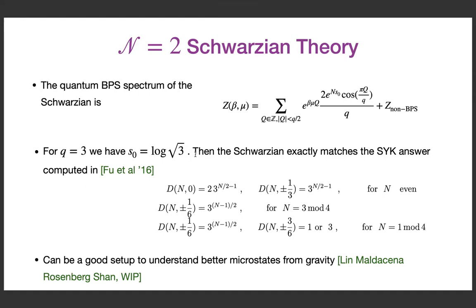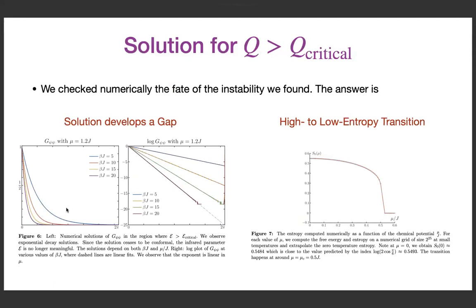Well, there is something interesting, but maybe I will skip it. It's interesting that you can look at the exact degeneracies of the BPS sector by exact diagonalization. That was done in the paper I mentioned in the beginning. And the Schwarzian answer happens to exactly match, except for this one, it matches all the other numbers. So there seems to be something exact about the Schwarzian description of these states. And maybe it hints that it can be a good setup to understand better the microstates of these BPS black holes from gravity. And there's some work in progress by Lin, Maldacena, Rozenberg, and Shan that's very interesting. But okay, all that was about the conformal solution.